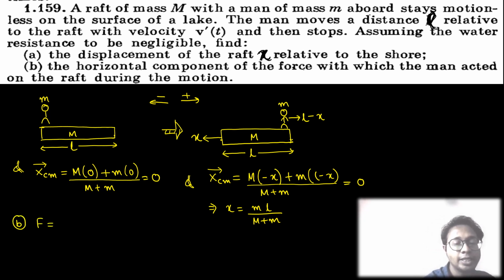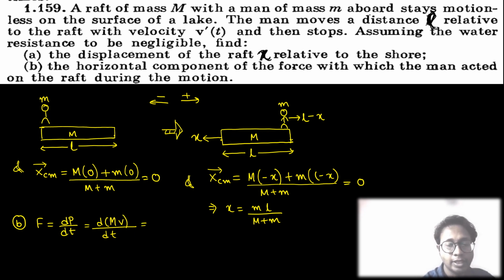Force is nothing but dp by dt, and we're analyzing the force on the raft. What is p? P is nothing but the product of mass and velocity. So d into Mv by dt. Why capital M? Because we are analyzing this body. This mass is constant, so it is M dv by dt.